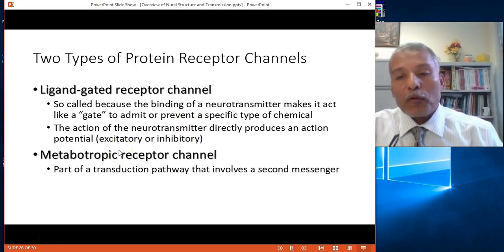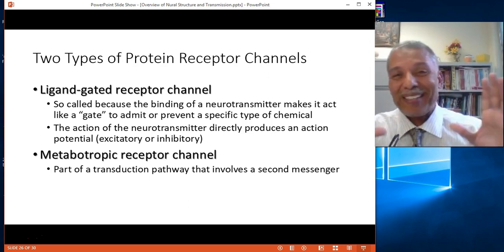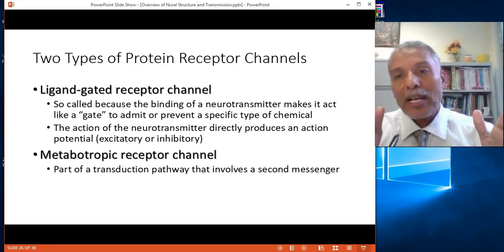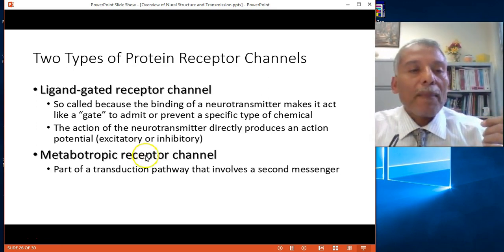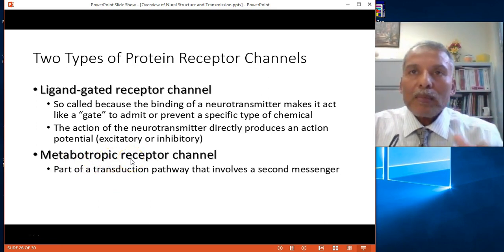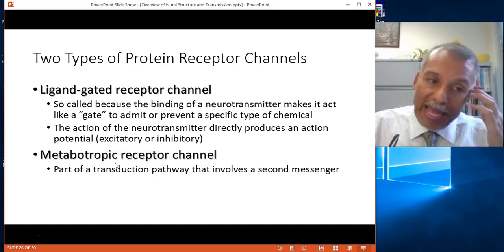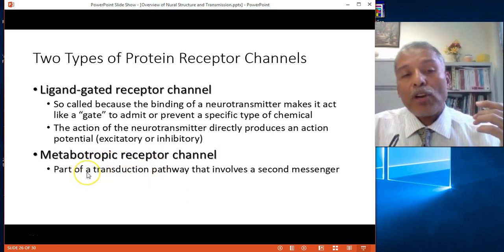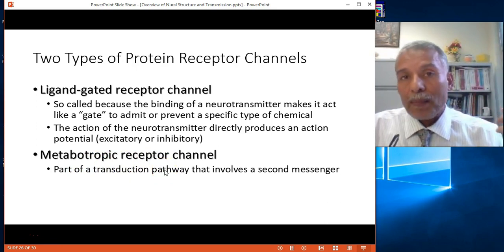But there's another kind of channel called the metabotropic receptor channel. The name seems hard, but think of this: metabolic, and then tropic is an adjective. So it means it's a kind of receptor channel that involves consumption of energy, additional consumption of energy. And that kind of channel, the metabotropic receptor, is not really a protein channel.